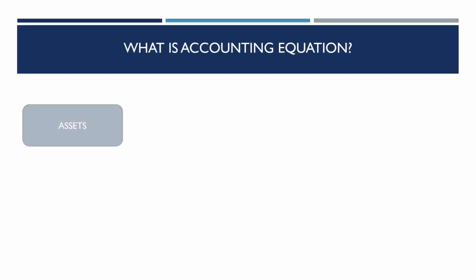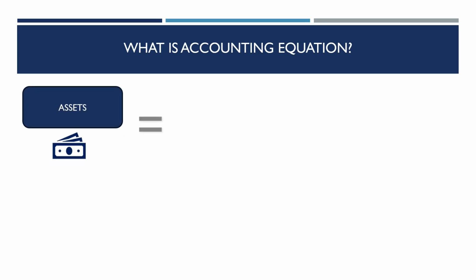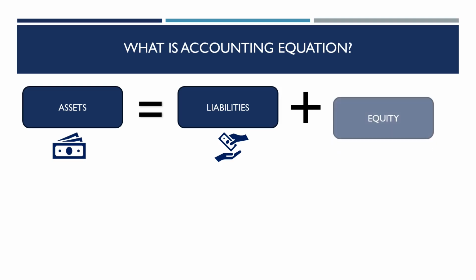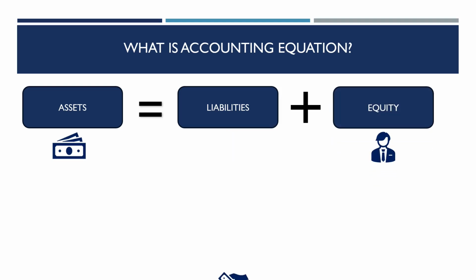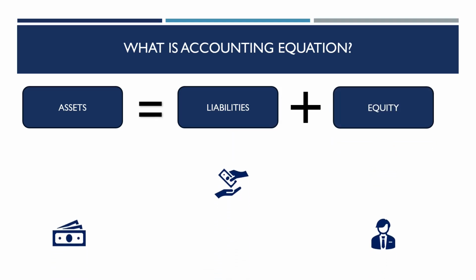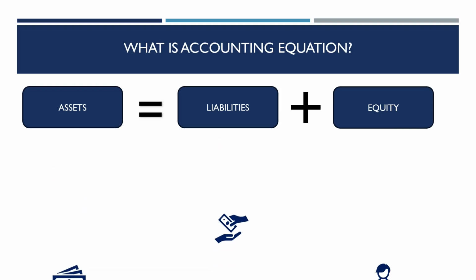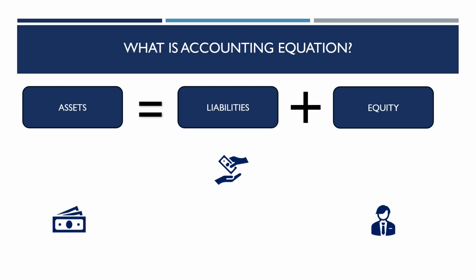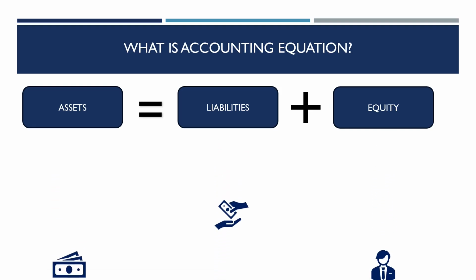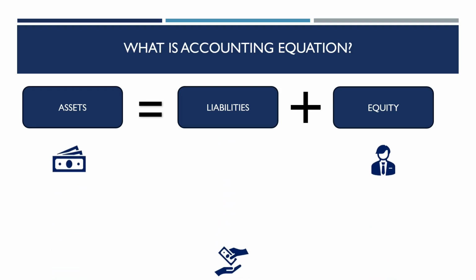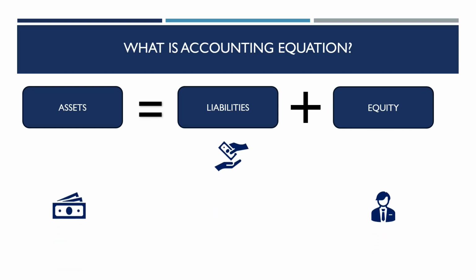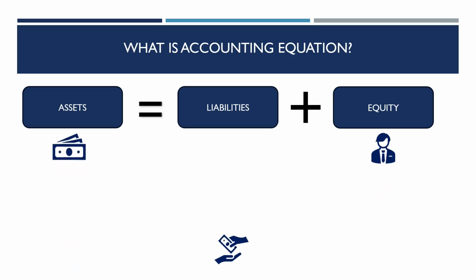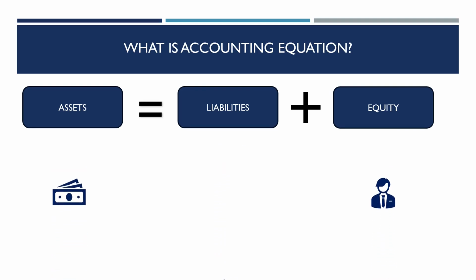The accounting equation is the foundation of double entry accounting. It states that everything a business owns is funded either by borrowed money or by the owner's investment. This relationship is expressed as assets equals liabilities plus equity. This equation is not optional. It must remain balanced after every single transaction, whether you record cash, sales, expenses, or loans.